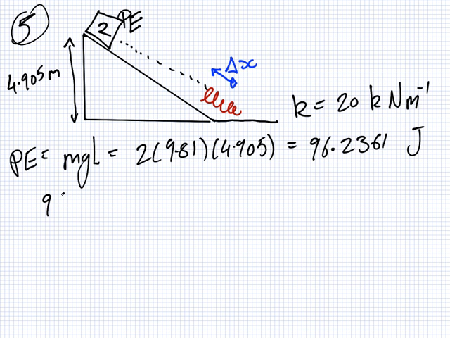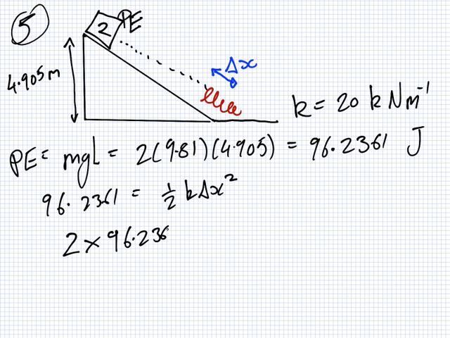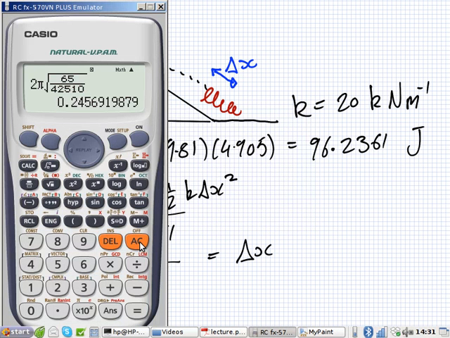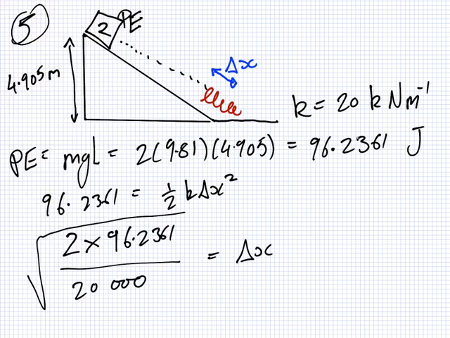So you have 96.2361 equals a half k delta x squared. So 2 times 96.2361, divided by k, 20,000, and take the square root, that's equal to delta x. Is this what you did or something different? But why that k? 20,000? Yeah. Because I tell you it's 20,000.